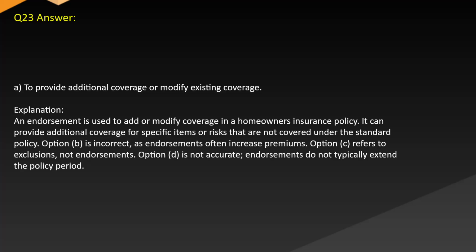Answer A. To provide additional coverage or modify existing coverage. Explanation: An endorsement is used to add or modify coverage in a homeowner's insurance policy. It can provide additional coverage for specific items or risks that are not covered under the standard policy. Option B is incorrect, as endorsements often increase premiums. Option C refers to exclusions, not endorsements. Option D is not accurate. Endorsements do not typically extend the policy period.